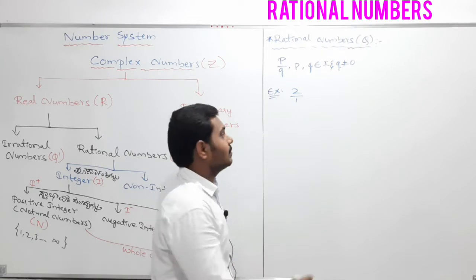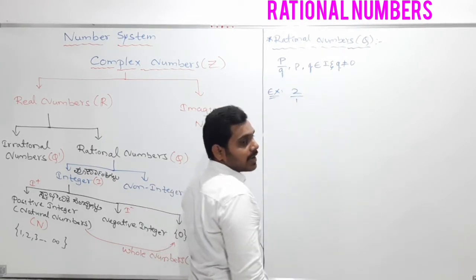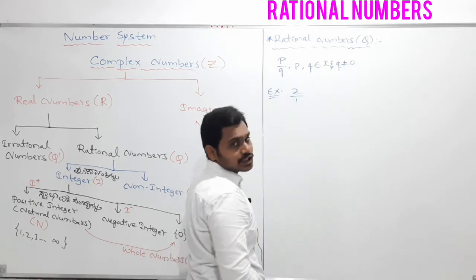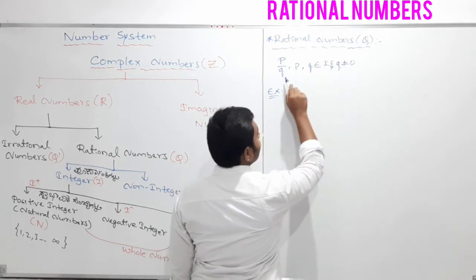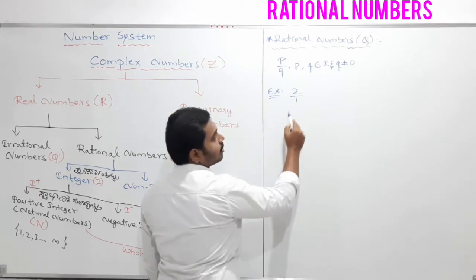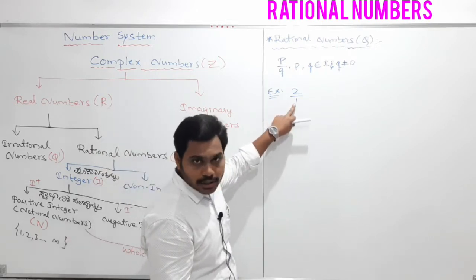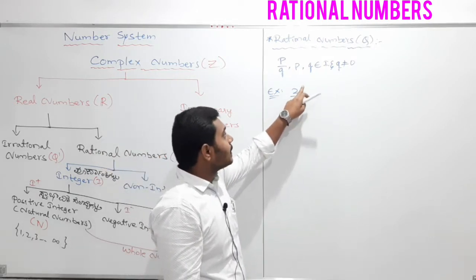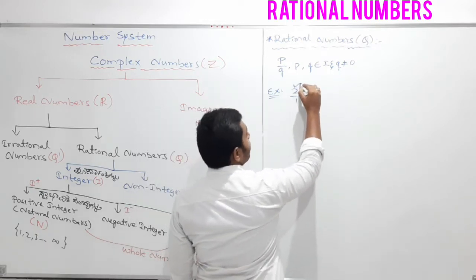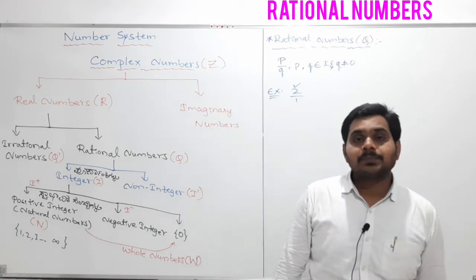Why is it a rational number? Because this is of the form p by q, and p and q must be integers. 2 and 1 are integers, and q should not be equal to 0. It means the denominator value should not equal 0. Here the denominator value is 1, so the denominator is not equal to 0, and 2 and 1 are integers. Therefore we can call this number a rational number.